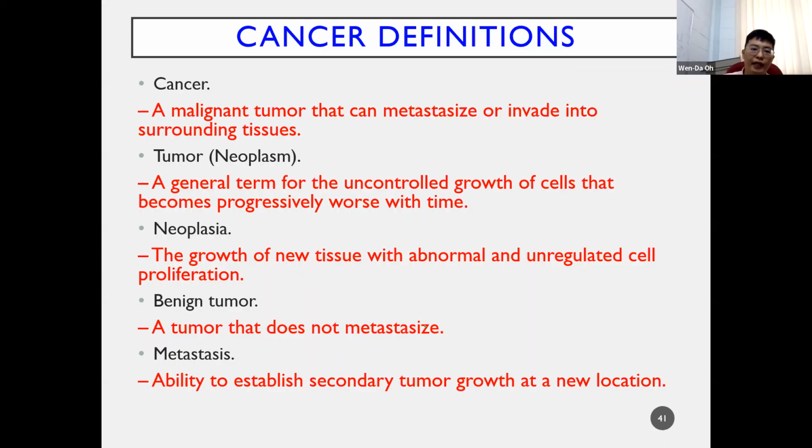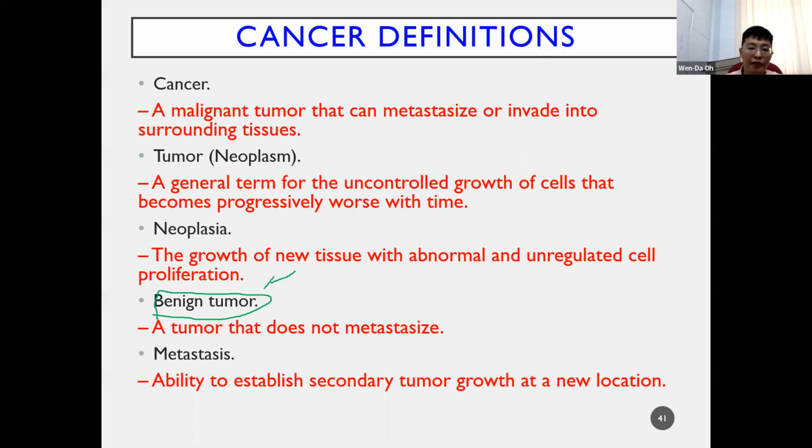Some definitions, like cancer, you can read through this. This one is in the slides that I have shared with you. You can go through this. What does cancer mean? It means a tumor, the growth of a malignant tumor. Malignant here means that it can actually spread. Then we have tumor, which means an uncontrolled growth of cells. And then we have neoplasia. We have benign tumor. A benign tumor is a tumor that does not metastasize.